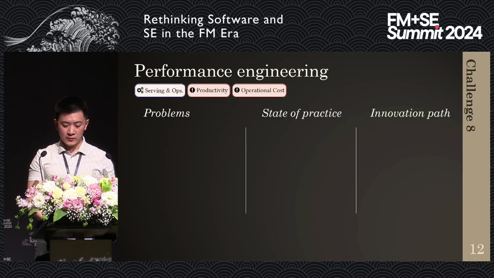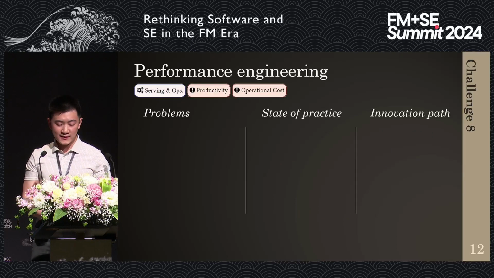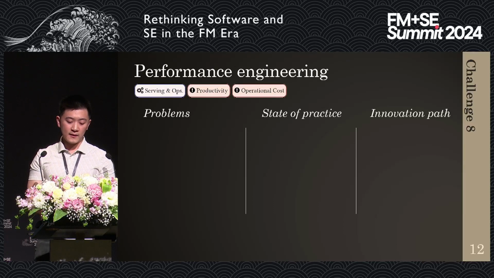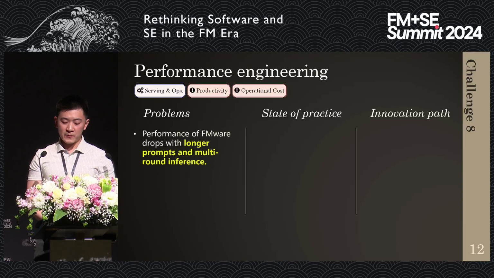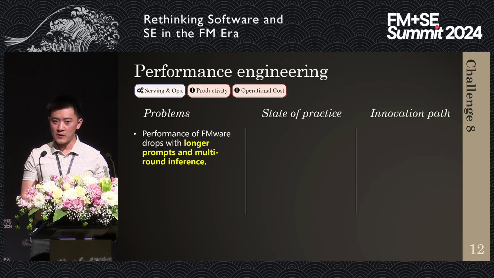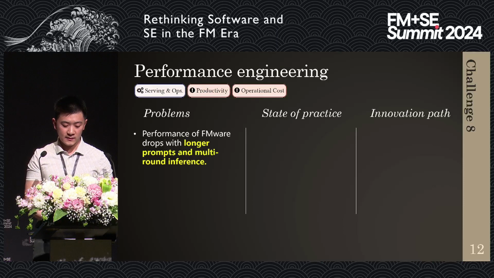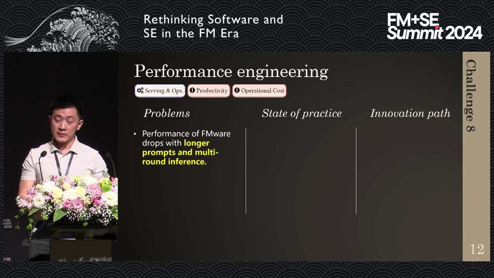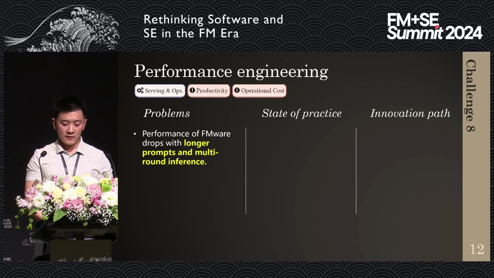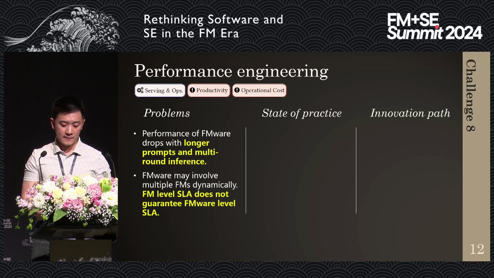We have 3 more challenges left. I'm going to try to be a bit fast here for time's sake. The first one is about performance engineering. We know that performance engineering is an even bigger problem in foundation model applications because foundation model inference is very costly and slow, especially when the model inference happens several rounds in an application with a complex cognitive architecture.